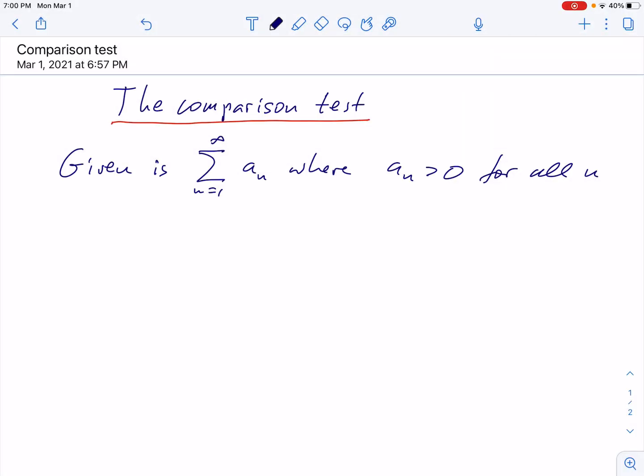Hello, in this lecture we shall talk about the comparison test for series. It's good to remember that the test we can use only for series with positive terms. So let's say we have a series with positive terms. We can compare this series to two well-known series with positive terms. We compare to the P series.